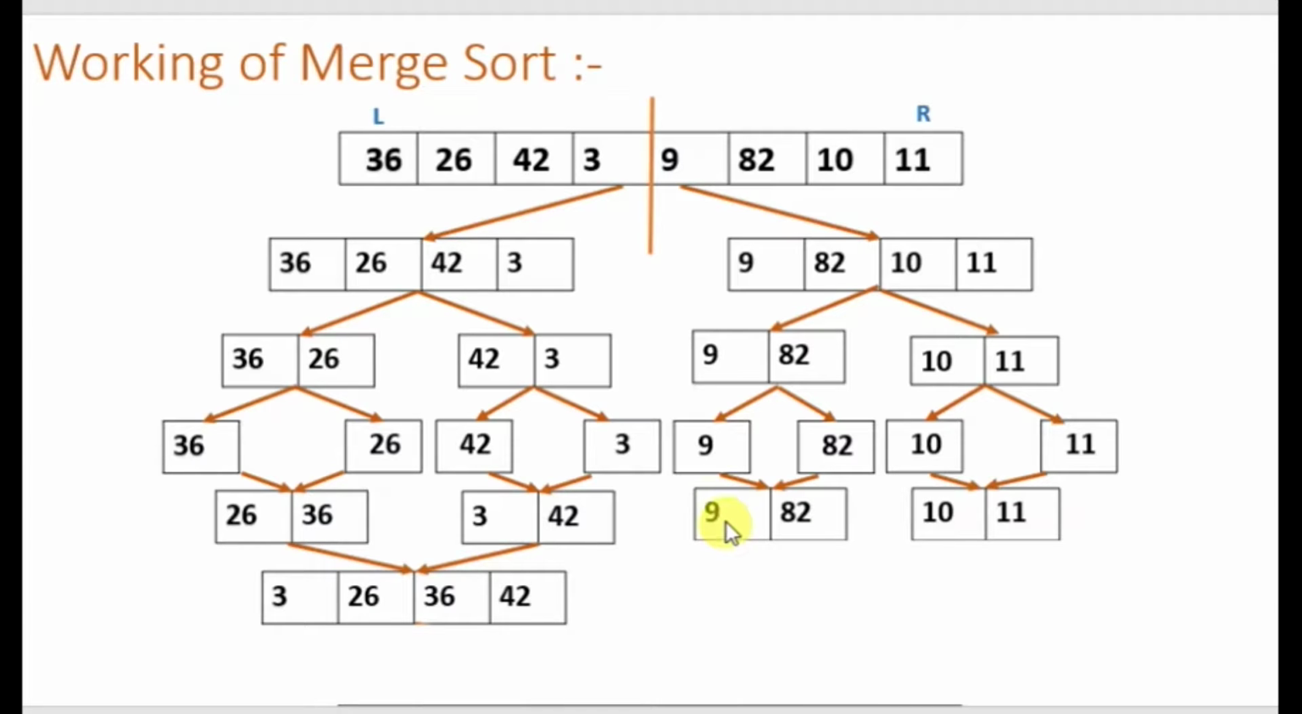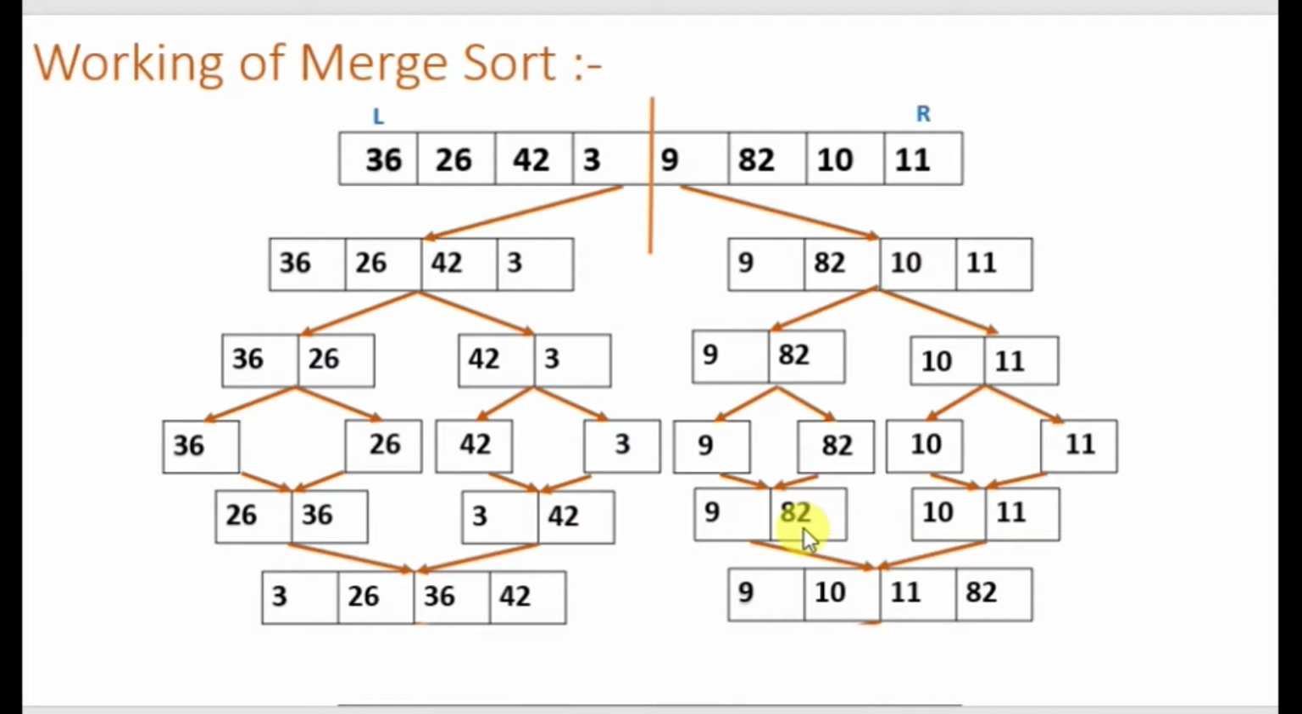So 9 will be compared with 10 and 9 is smaller, so 9 will come here. After that 82 will be compared with 10, so 10 will come here. After that 11 will be compared with 82, so 11 comes next, and in the last we will get 82. So we will finally get an array of 9, 10, 11 and 82.